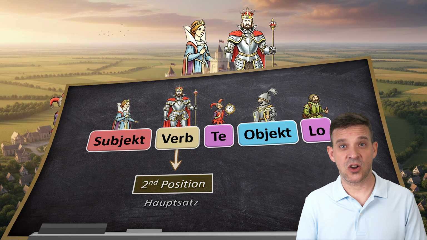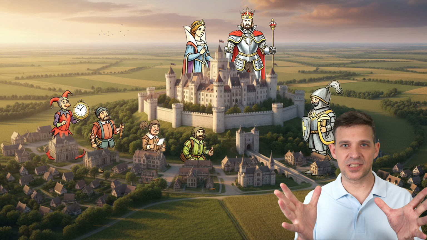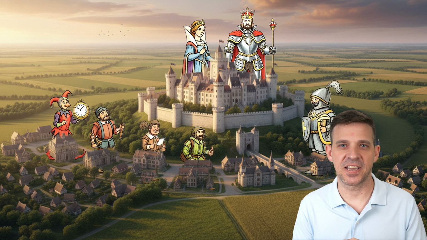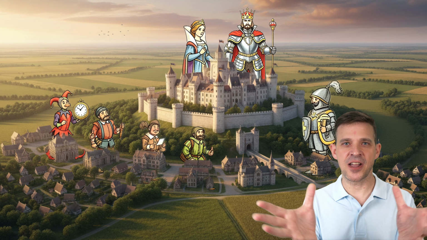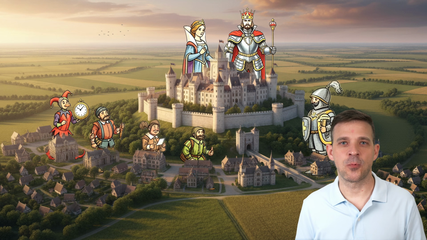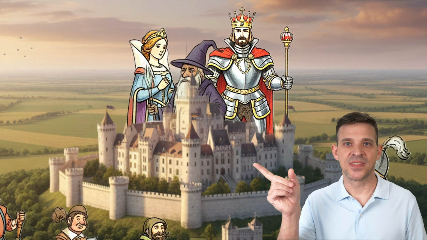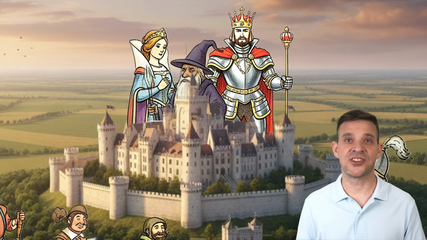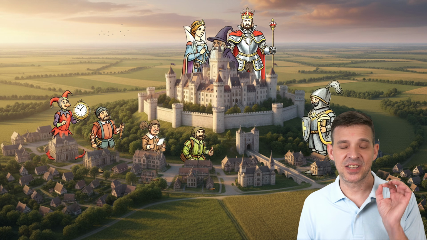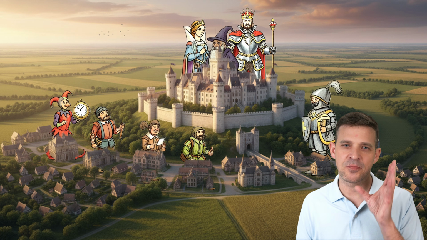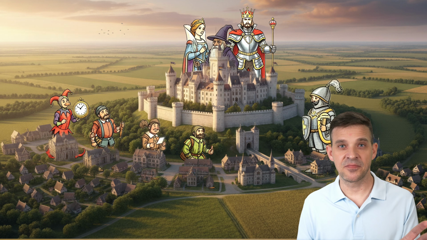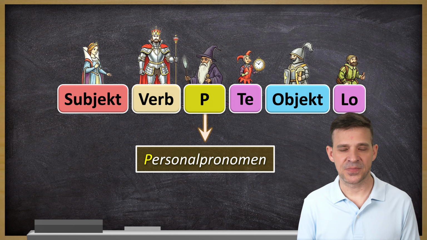So let's go back to this kingdom because there is one thing missing. Every kingdom, every famous story has one thing, which is der Zauberer, the magician. And the magician is very important in each kingdom for the king and the queen.